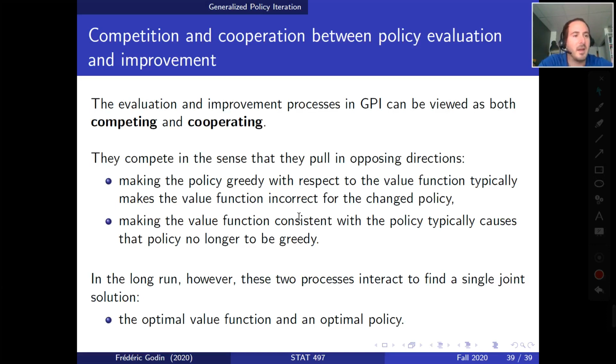Okay, so we'll stop there, and I'll see you next time for the next chapter where we will start introducing genuine reinforcement learning algorithms for Markov decision processes.